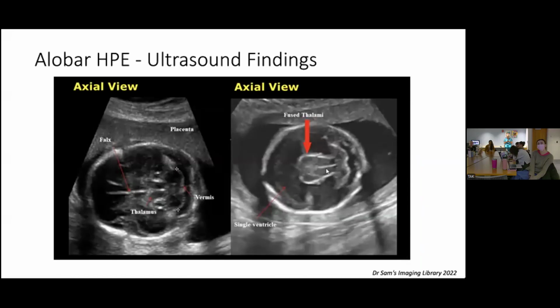So here's a comparison of a normal versus an abnormal axial view ultrasound in alobar HPE. Here is the normal view. You can see the falx, you can see the thalamus. They are not fused. And on the right is an abnormal ultrasound. Here you can see that the thalami, which is here, are fused. There is no falx that we could see here. And then there is this monoventricular cavity. So you're just seeing this one ventricle here.